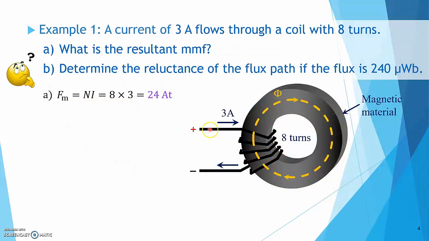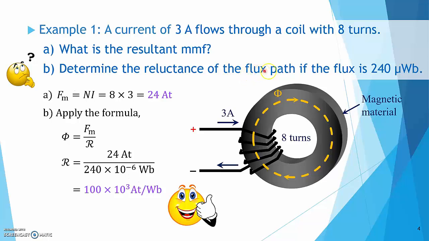In this example, a current of 3 amperes is applied to the 8-turn coil. Therefore, the magnetomotive force is equal to 8 times 3, equal to 24 ampere turns. In Part B, the flux is given to be 240 microwebers. We can apply this formula to calculate the reluctance. Divide the magnetomotive force, 24 ampere turns, by the flux. We get the reluctance to be 100,000 ampere turns per weber.